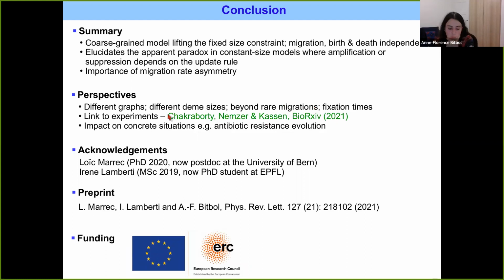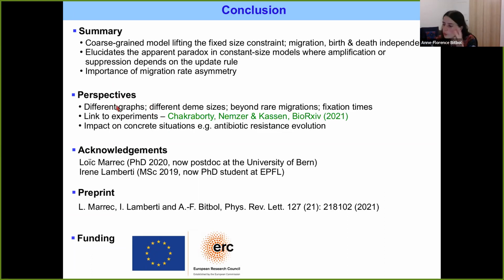So to summarize this part of my talk, we have developed a coarse-grained model of populations that are subdivided on graphs, which lifts the fixed size constraints and makes migration, birth, and death independent. This recovers some of the results of the previous model, but it also elucidates the apparent paradox in the constant size model, that amplification or suppression depends on the update rule, which is a microscopic choice. Here, instead, whether we have an amplifier or a suppressor of selection depends on migration rate asymmetry, which is something that can be tuned experimentally.